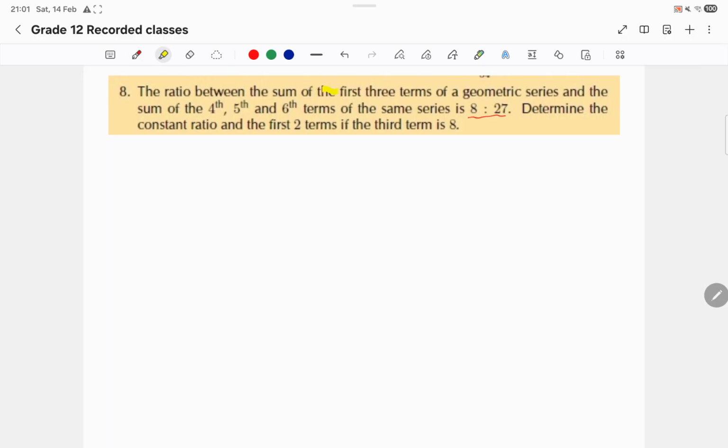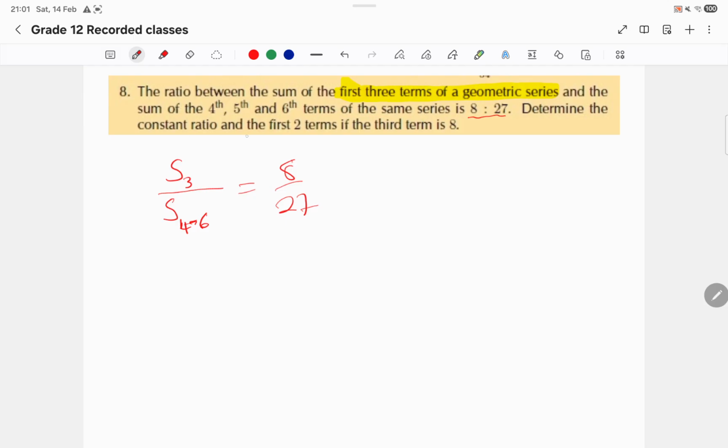This means that you took the first three terms of a geometric series, you add them, right? So when you add the first three terms, what you're gonna get? You're gonna get S3. And then you divide by the sum of what? The sum of the terms 4 to 6. And you're gonna get 8/27. That's what the statement means.